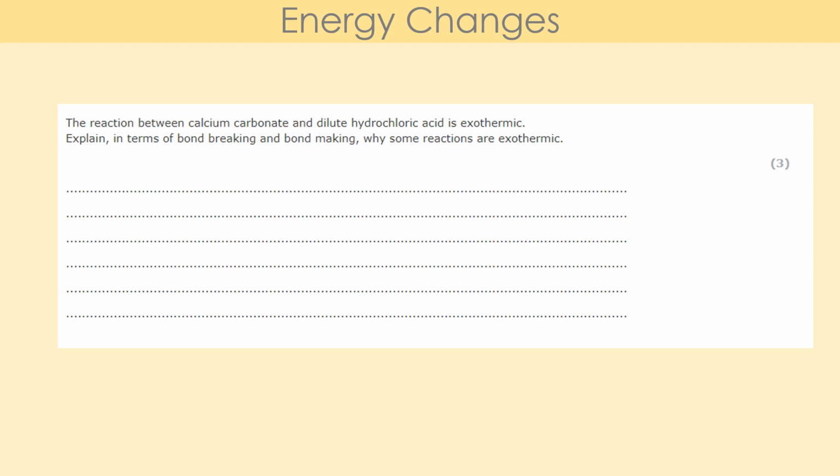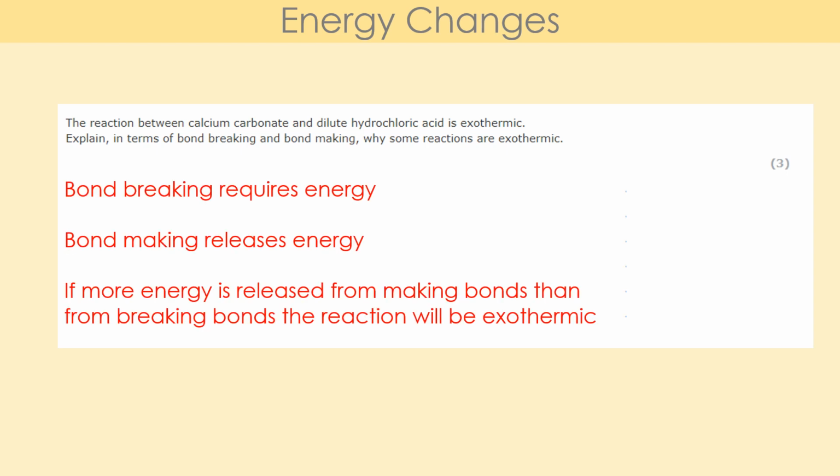So we want to explain. So we're saying why this happens. So I've got 3 points because we've got 3 marks. We've said that bond breaking requires energy. That's pulling them apart. Bond making releases energy. Now, if more energy is released from making bonds than breaking bonds, the reaction will be exothermic because more energy is being released. So well done if you got that right. If not, the key point there we want to try and remember is bond breaking requires energy, bond making releases energy.